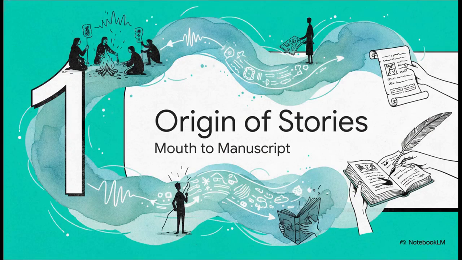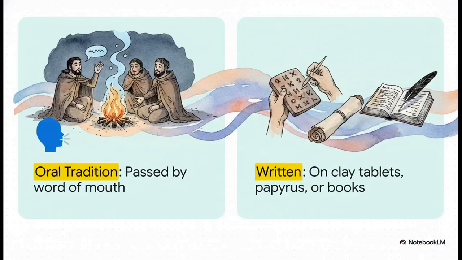So Section 1, the origin of stories, from mouth to manuscript. Remember that Pass the Message game? Well, that ties directly into the dawn of storytelling. Long before we had smartphones or the internet or even books, our ancestors kept their entire history alive purely through oral tradition. They passed down their beliefs, their greatest heroes, and their warnings entirely by word of mouth.